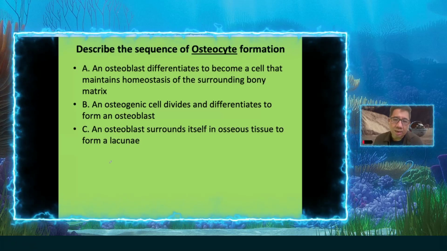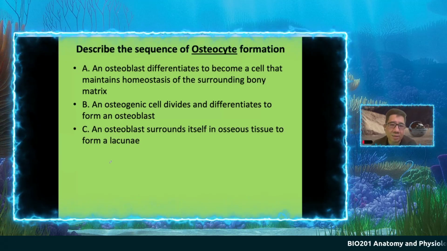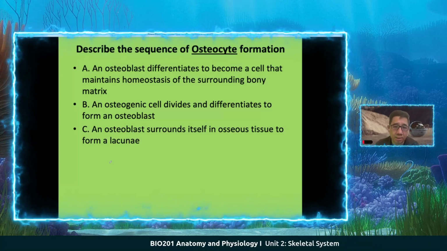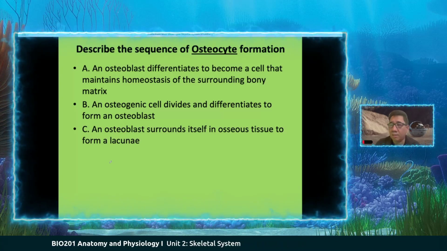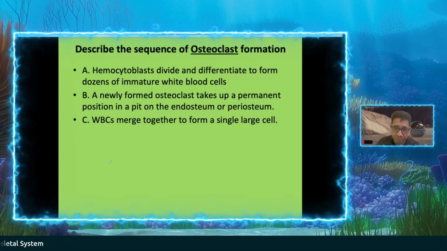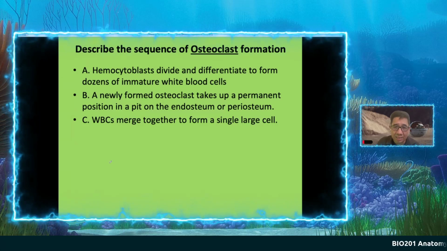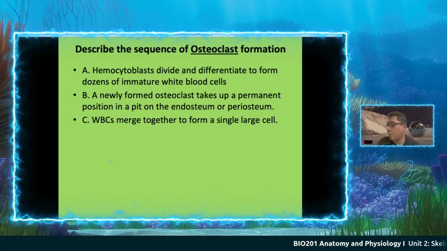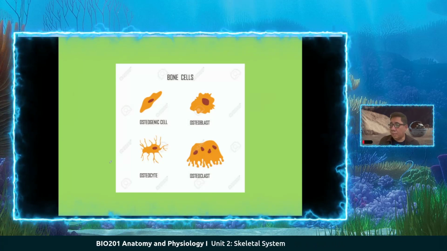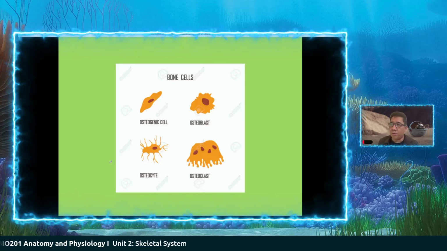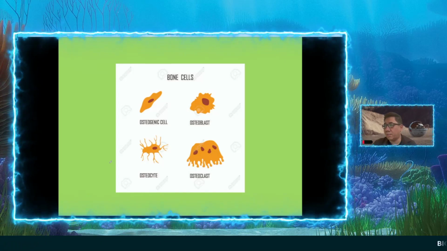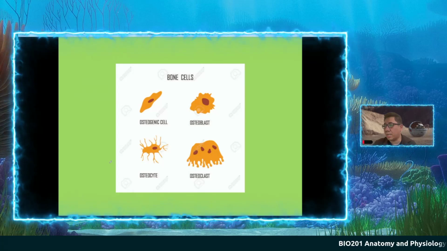You should be able to describe the sequence of the osteocyte, which one comes first. So put these in the correct order, A, B, C. And the same thing with this, the osteoclast formation, putting them in the correct order. So the next topic is the bone cells. You have different bone cells: again, osteogenic cells, osteoblasts, osteocytes, and osteoclasts.